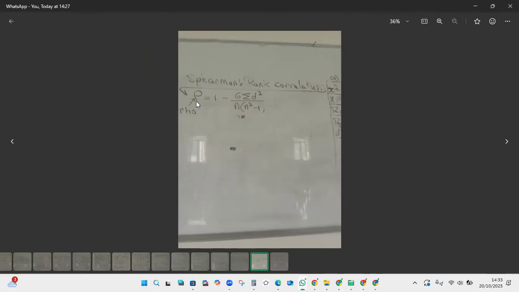Here's the formula. This is the Greek R for relationship, and it's called rho, is equal to 1 minus 6 times the sum of d squared over n times n squared minus 1 in a bracket. Now, this was taken from weekly notes number 7. Let's check it out.